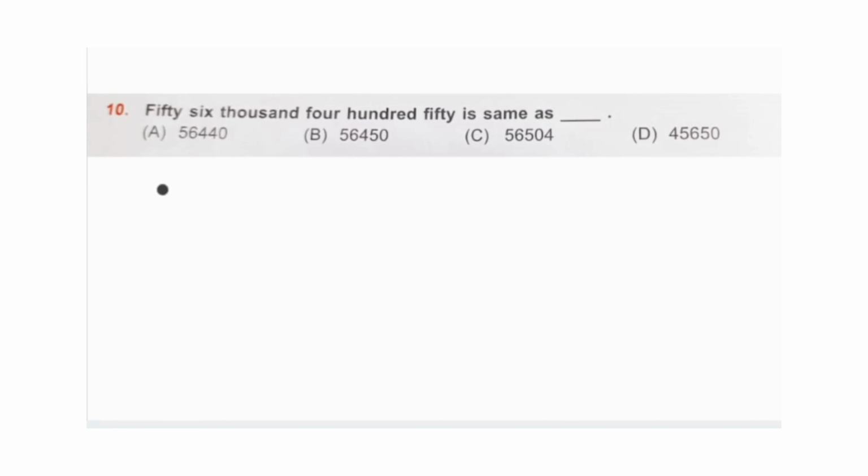So if you see, the first number is 56, or you can write it as 5 into 10,000 and 6 into 1000, or as I write this, 56 into 1000, which gives us 56,000, and then you have 400, which is 4 times the place value of 4, which is 100, which gives us 400, and the last one is 50, which is 5 into the place value of 5, which is 10, which gives us 50.